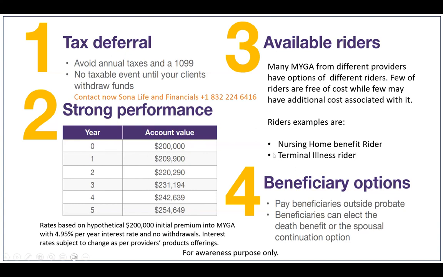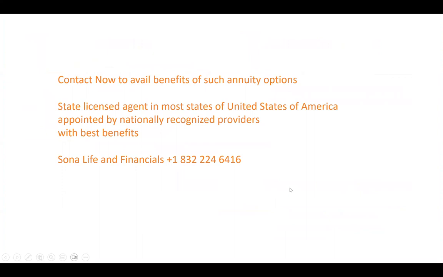Terminal illness rider: the doctor says that this person will no longer live more than 12 months or 24 months, whatever, then you should have access to your money to enjoy it while you are living, without any penalty or surrender charge. So these are the beauty of having the riders, and riders are part of the MYGA. The fourth main benefit is the beneficiary option. So pay beneficiaries outside probate, right? And beneficiaries can elect the death benefit or the spousal contribution option. So these are the main benefits and comparison between CDs and MYGA, multi-year guaranteed annuity.